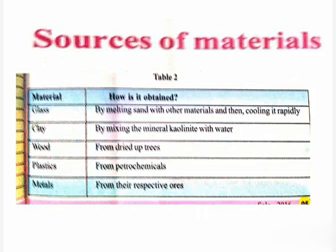How will we get plastics? We get plastics from petrochemicals. How will we get metals? We get metals from their respective ores.